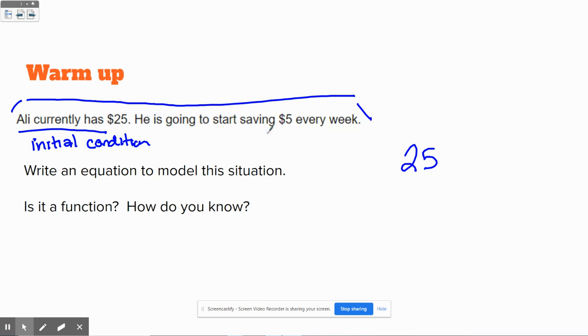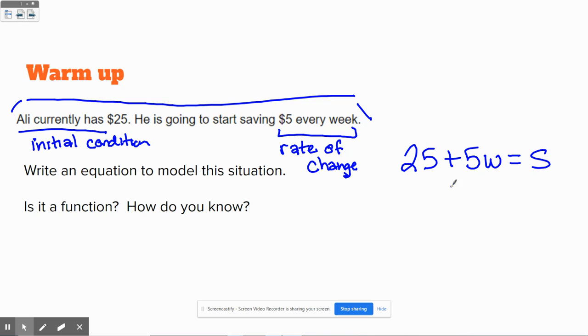And then this every week, anytime it says every week or per week, that is a big indicator of the rate of change. So because it's not changing from one time to another, and it's always $5 a week, this is a linear relationship. And I'm going to take the $25, and then each week, I'm going to take $5 more, and that will give this total, I don't know what he's calling, maybe his savings. Okay, so savings. So $25 plus 5 per week will be the savings.